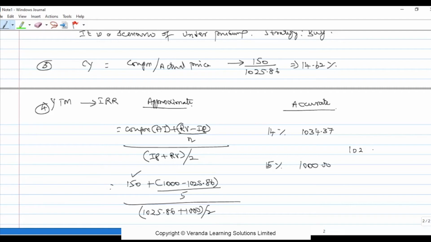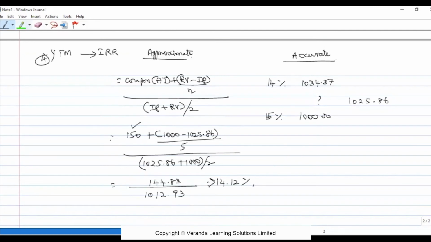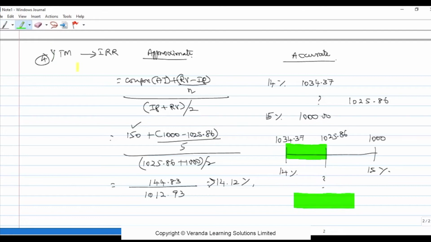Now, if I want to find out at what rate I would get the discounted cash flow to match with the price, then I can say very well that the yield is falling between 14 and 15%. Therefore, I use this interpolation as the base. At 14%, it is 1034.37, and at 15%, it is 1000. So, in between, 1025.86 is where it is lying. So, I would like to just take up that computation.